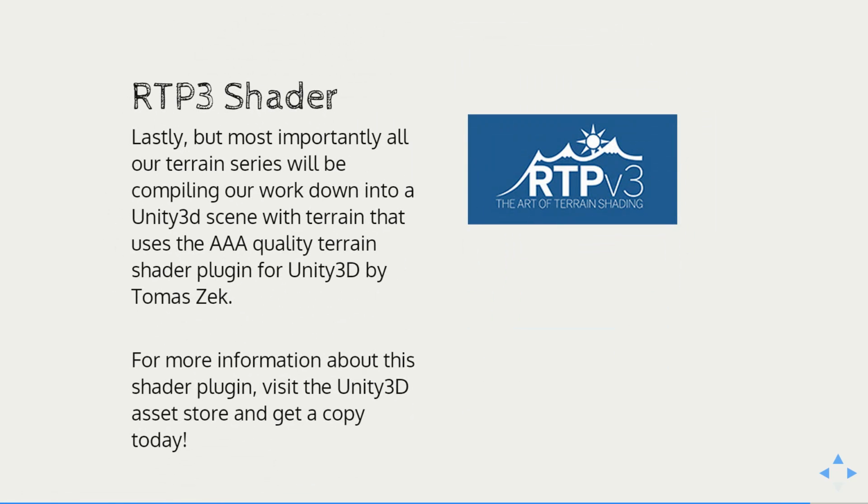RTP3 Shader. So lastly, but most importantly, our terrain throughout the series will be compiling all of our work down into our Unity3D scenes with a terrain that uses the AAA quality shader known as RTP version 3 by Thomas. So for more information about this shader, you can also visit the Unity3D Asset Store and get a copy.